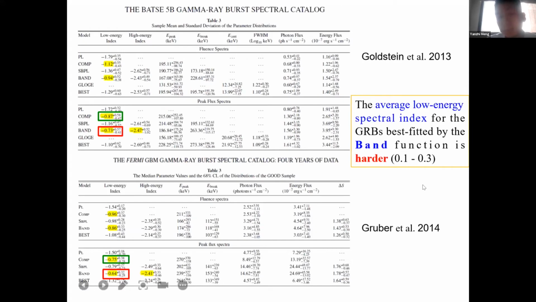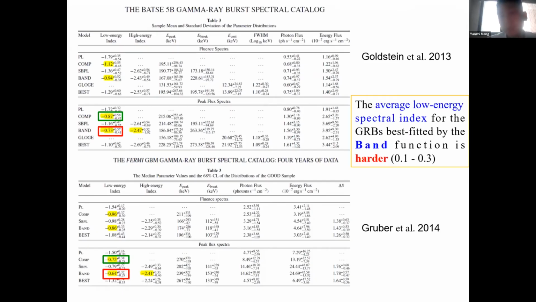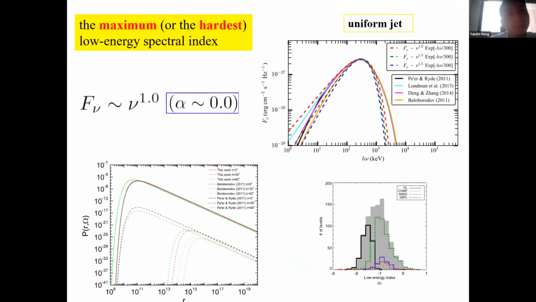Note that from the statistical works, the bursts that are best fit by the Band function seem to be much harder. See the red circle, which is much harder than those best fit by the power law, the green circle. And so our model just naturally explains this hardness.